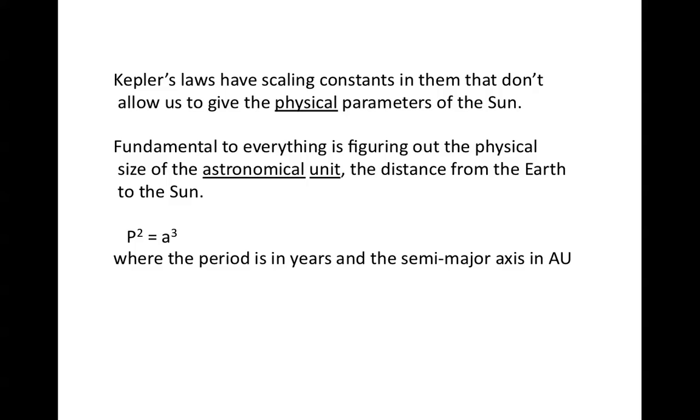Kepler's laws have scaling constants in them that don't allow us to give the physical parameters of the Sun. Fundamental to everything, if we are going to figure out the physical parameters, is the size of the astronomical unit, the distance from the Earth to the Sun. The equation p squared equals a cubed, Kepler's third law, has an implicit constant of 1. If you take the period in years and you square it, it's equal to the cube of the semi-major axis in astronomical units, and the constant in front of the a is unity.